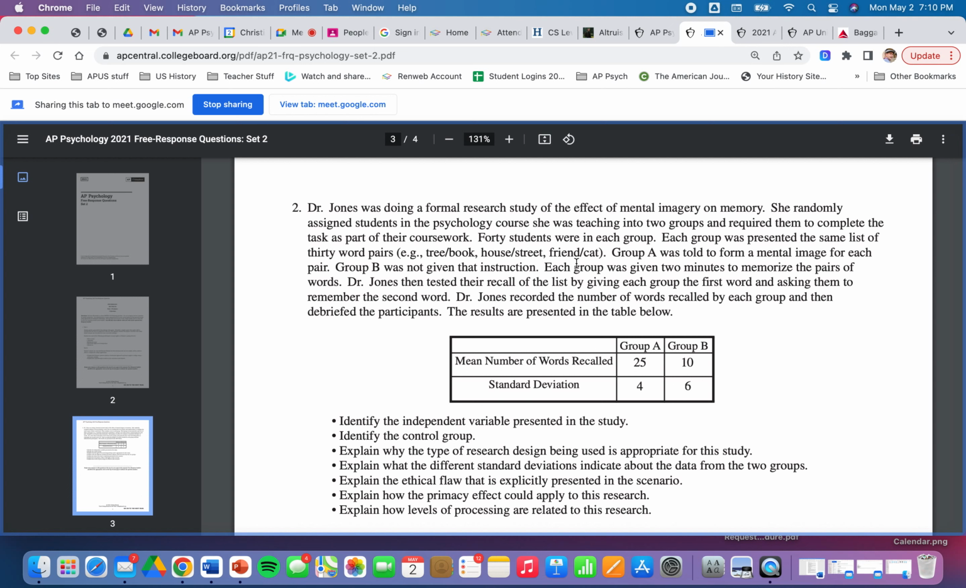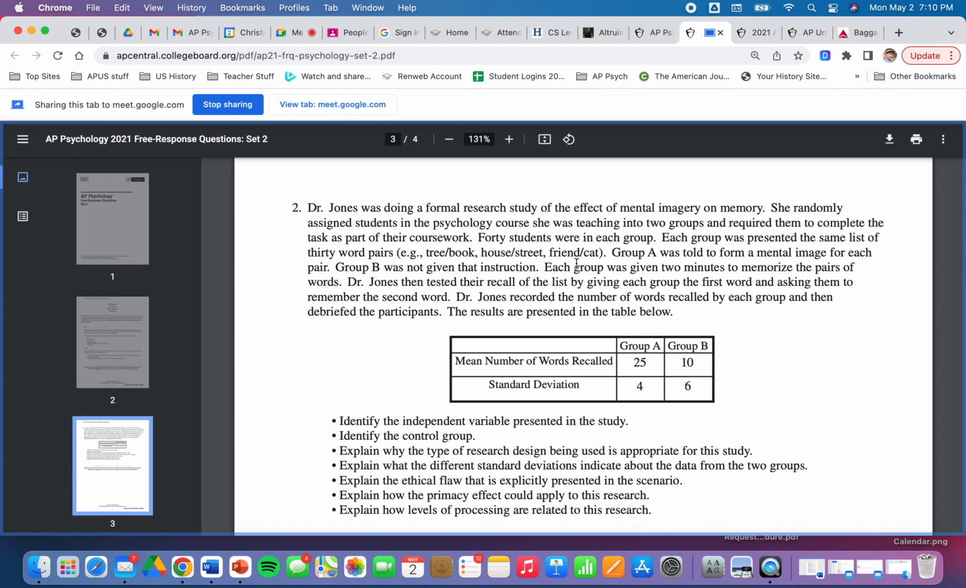What would have been the independent variable according to you? Thank you, Sam. I put that it would be the instruction received, like the amount of instruction received. Okay, that's a better way for it. I said it was like the method of memorizing. If you had anything that had to do with mental imagery or mental image, that would have gotten a point. Okay?